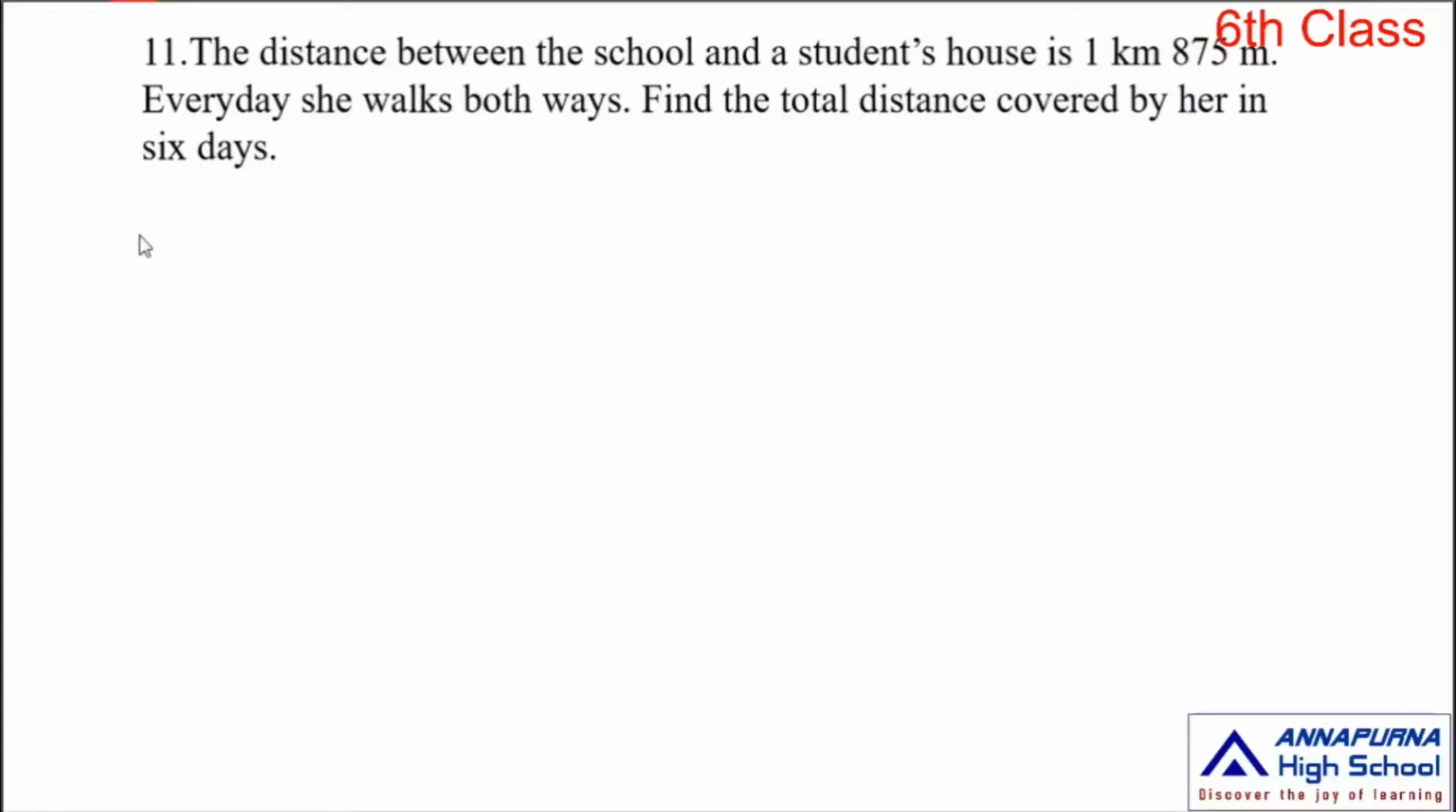The distance between the school and a student's house is 1 kilometer and 875 meters. Every day she walks both ways. Find the total distance covered by her in 6 days. Here the distance between school and house of a particular student is given as 1 kilometer and 875 meters. Every day she walks both ways, that means up and down. We have to find the total distance covered by her in 6 days.